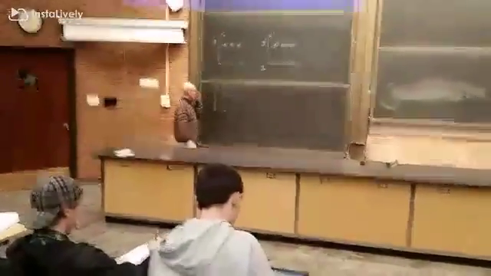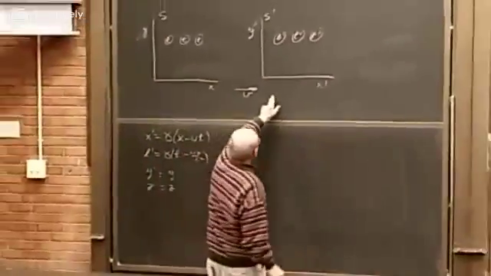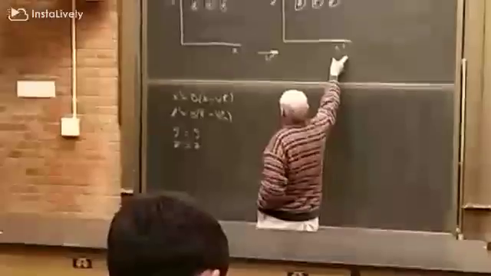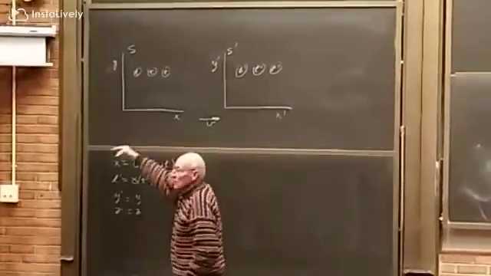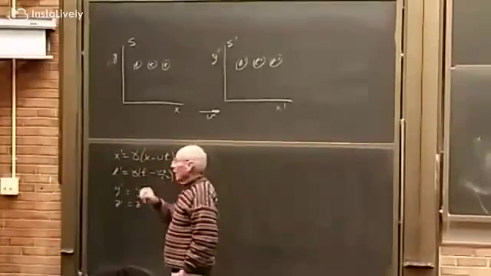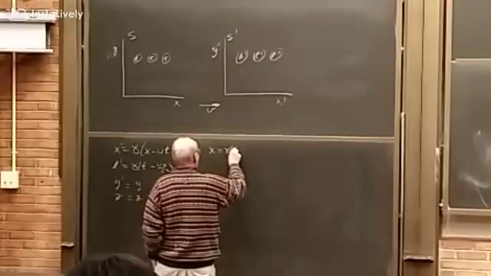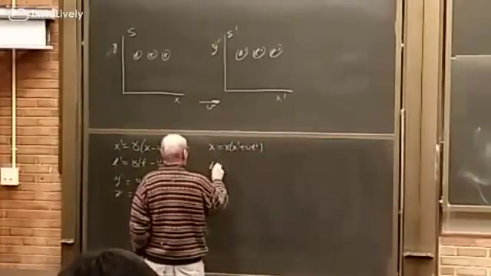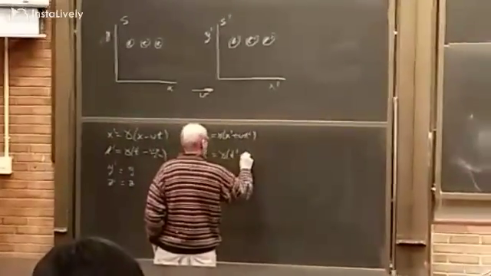And the only difference between what this fellow sees and what this fellow sees is that this guy sees this one moving with speed v in the positive direction. This one sees S moving with speed v in the negative direction. And so the inverse of these was x was gamma (x prime plus vt prime), and t was gamma (t prime plus vx prime over c squared).